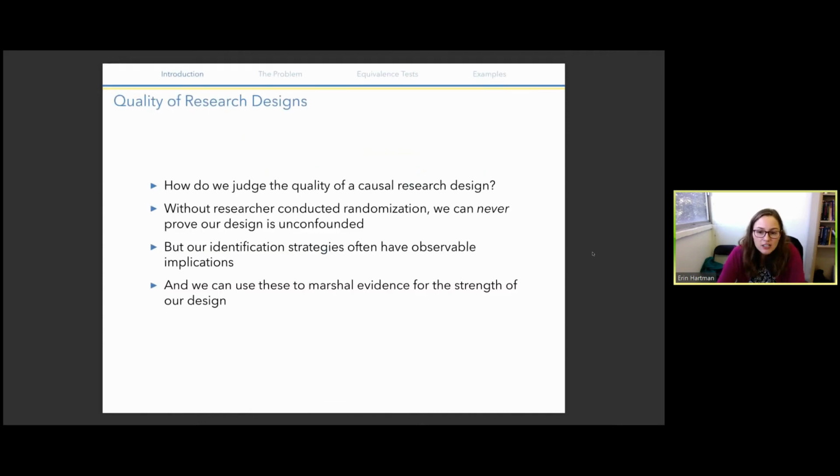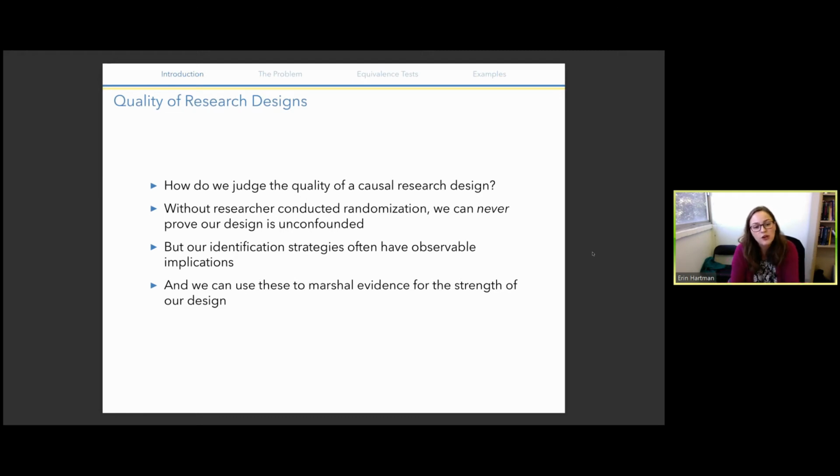So the main question that we're trying to answer is, as causal inference has seen an increase in the social sciences, there's been a big emphasis on how do we judge the quality of our causal research design. When we don't actually conduct randomization as the researcher, or we don't know what the actual randomization mechanism was, we can never actually prove that our design is unconfounded, which is the core identifying assumption for most causal designs.